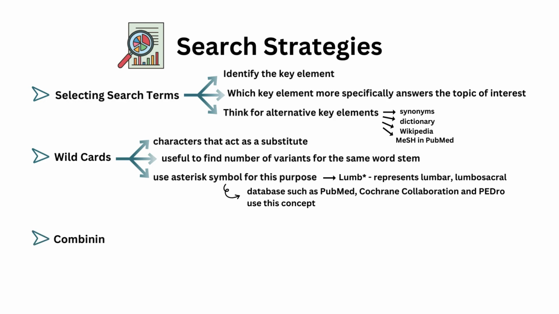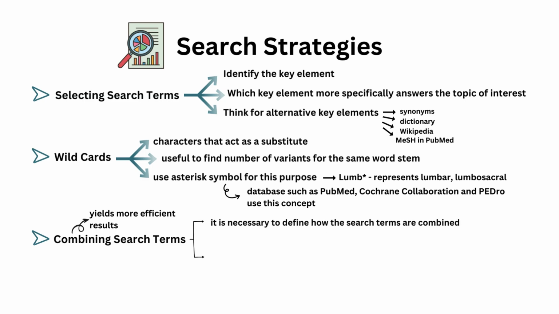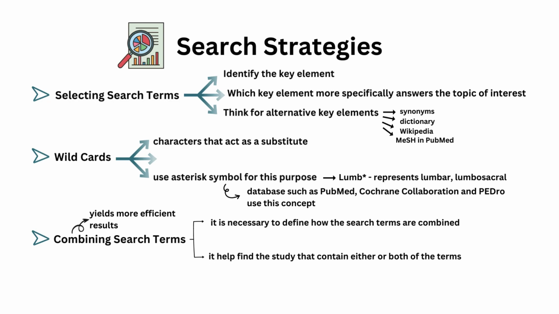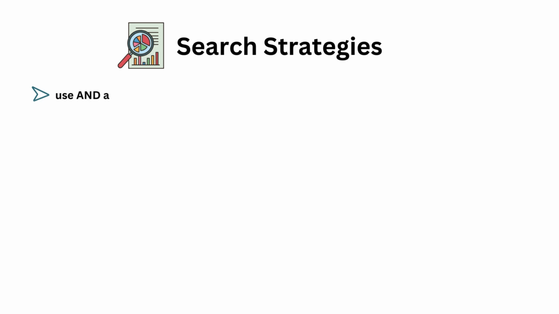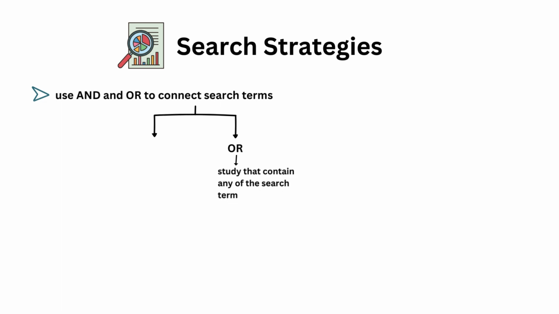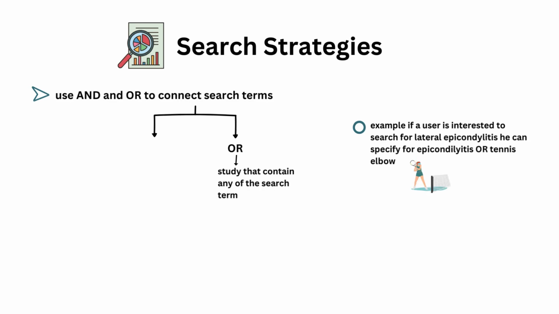Combining search terms yields more efficient results. When more than one search term is used, it is necessary to define how the search terms are combined. It helps find the study that contains either or both of the terms. We use AND along with OR to connect search terms. OR is used for studies that contain any of the search terms. For example, if a user is interested to search for lateral epicondylitis, he can specify epicondylitis or tennis elbow.